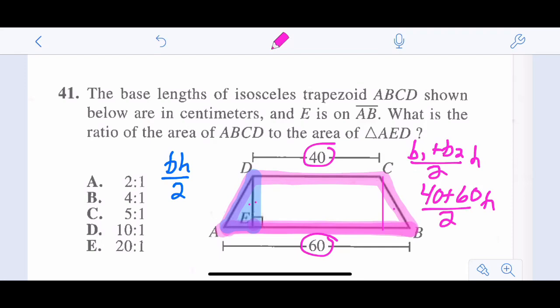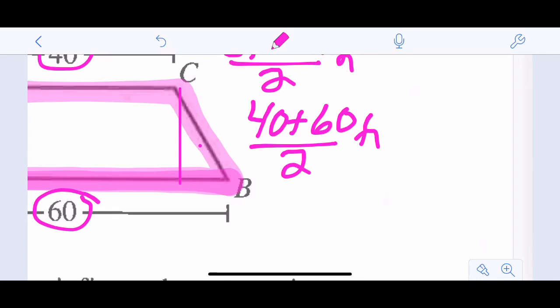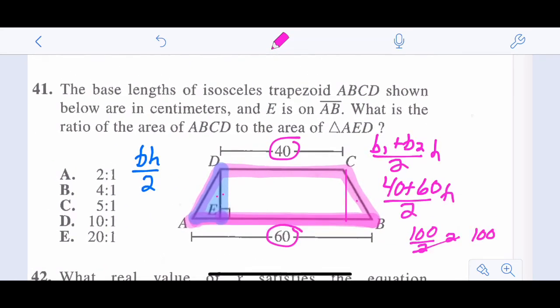So 40 plus 60 is 100, divided by 2, times 2, right? That's our height, and that's going to cancel. That means the area of the trapezoid is 100.